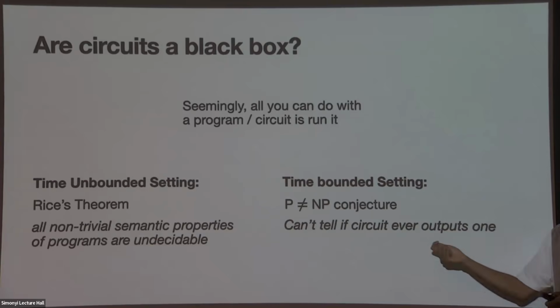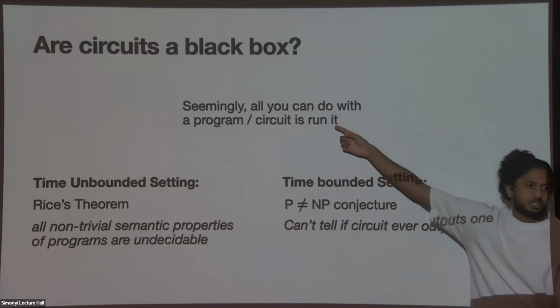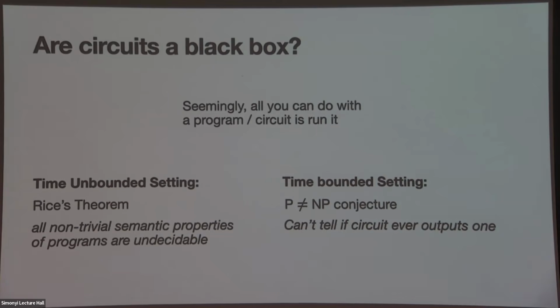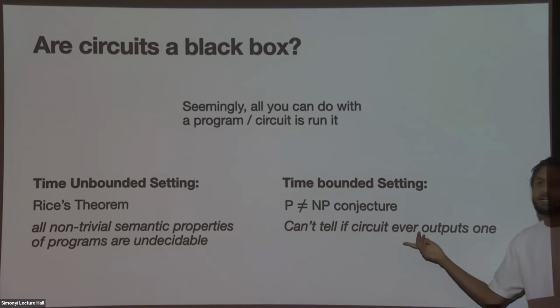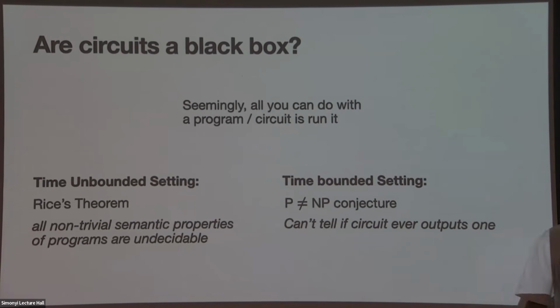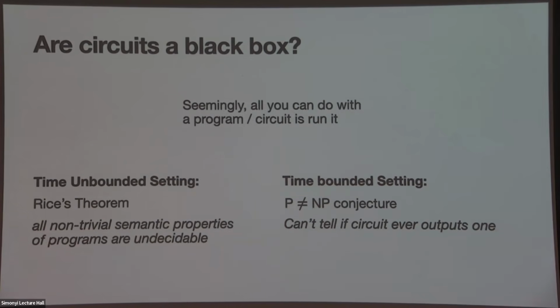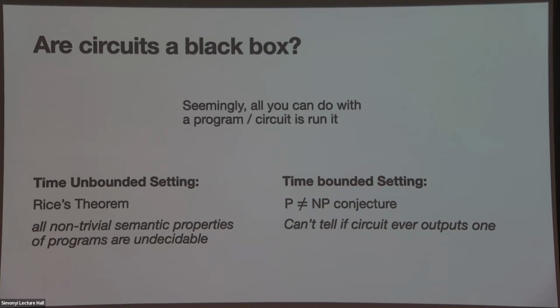So for example, the P not equal to NP conjecture, you could think of as some baby version of this. Because what is the P not equal to NP conjecture saying? It's saying that SAT is hard. What is SAT hardness saying? It's saying, if I hand you a circuit, you can't tell if it ever outputs one. Okay? So at least that's something in this regime of trying to formalize this, but actually we don't really have a great formalization of this.